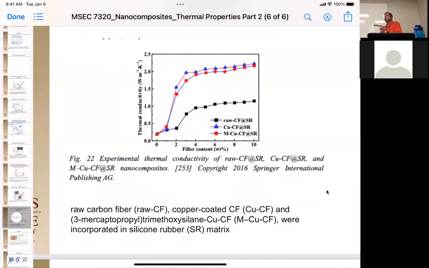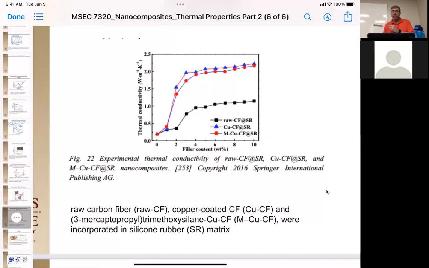In this case, what we're going to do is take raw carbon fiber, just as made. We're going to copper coat that carbon fiber, and then we're going to use a bonding agent. In this case, it's a mercaptosilane, meaning that the sulfur part is going to stick to the copper, leaving the silane to stick to the matrix. And then we're going to use a matrix of silicone rubber.